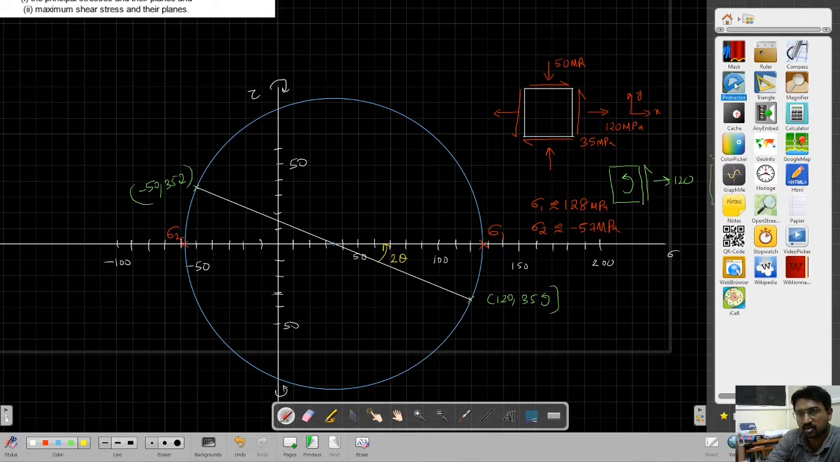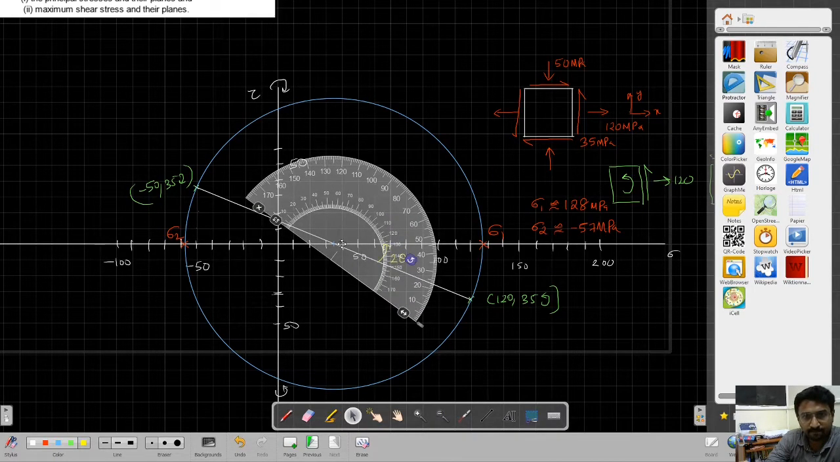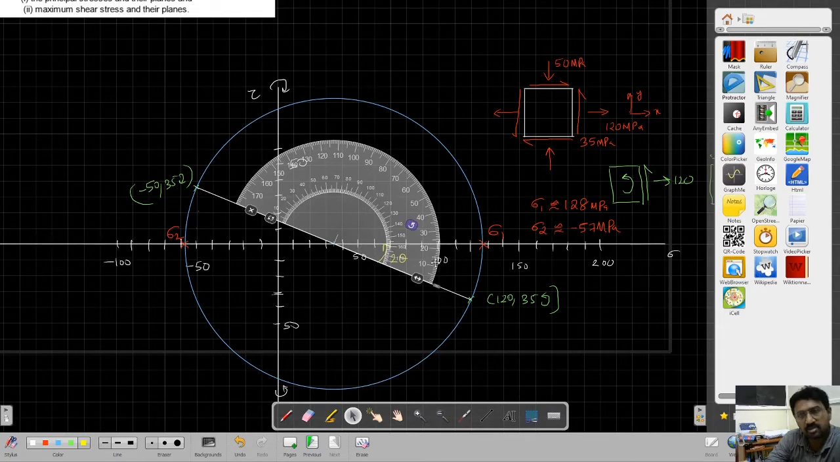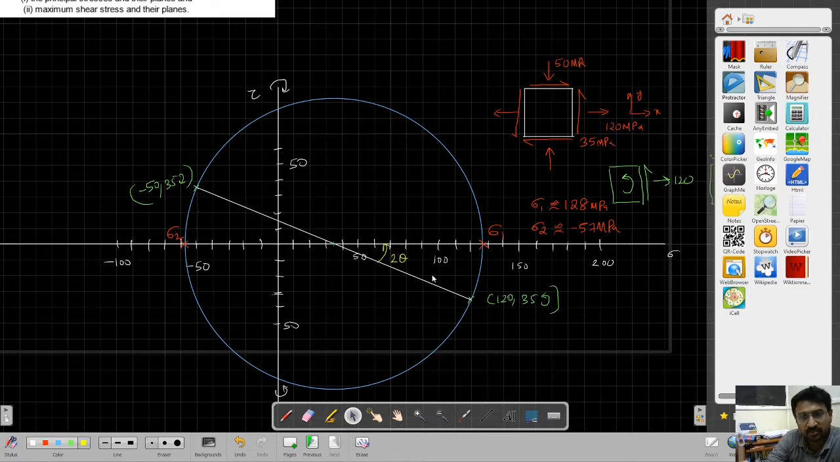We will take up a protractor and try to measure this. Let's see. Keep it in the center. Okay, so this is around 23 degrees, something around that. Let me see, 22, 23, so 22.5 degrees, something like that. So this is 2 theta p, and 2 theta p is around 22.5 degrees. So theta p is nothing but 11.25 degrees. This is the angle for the principal plane.